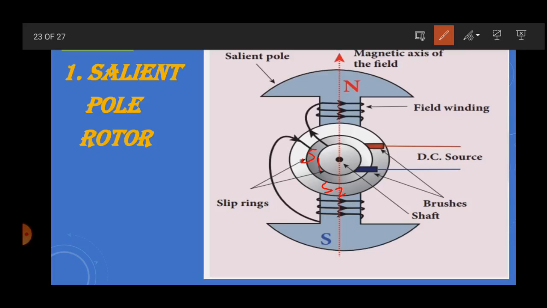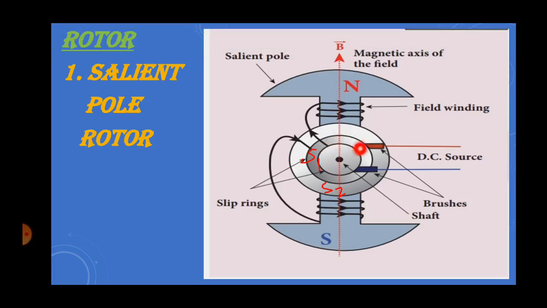When the axis rotates, these slip rings also rotate along with the axis. Understand, students? When the axis rotates, the slip rings also rotate along with the axis. On the axis of the rotor, we have the armature core, this salient core, which has magnetic field winding. This is the north pole of the magnetic field and the south pole of the magnetic field.